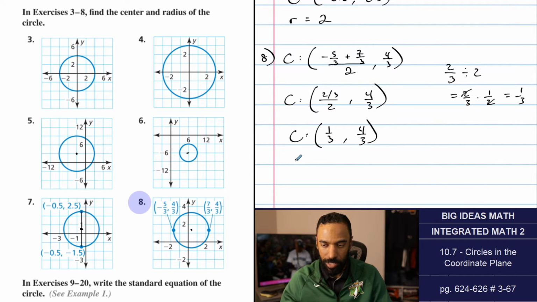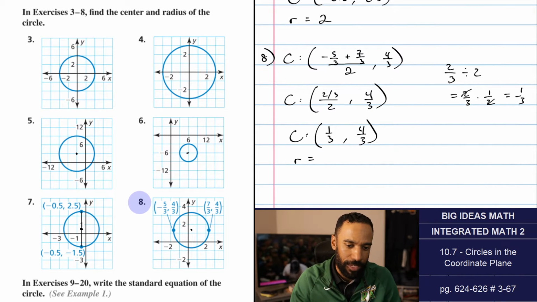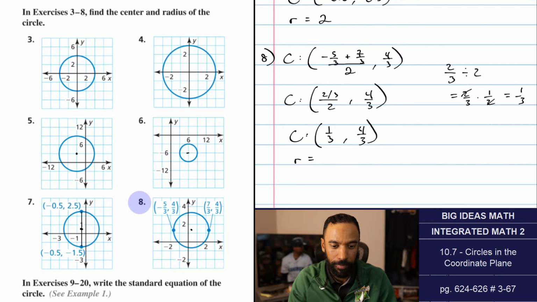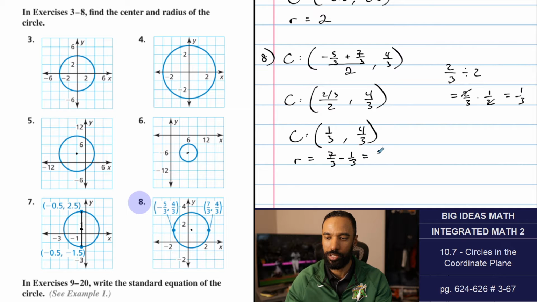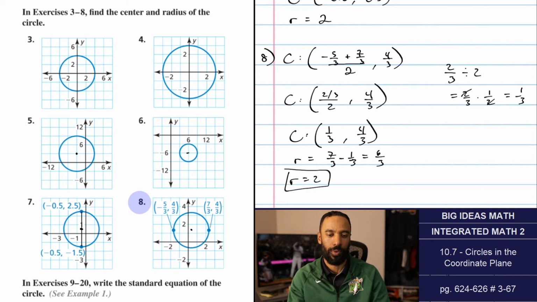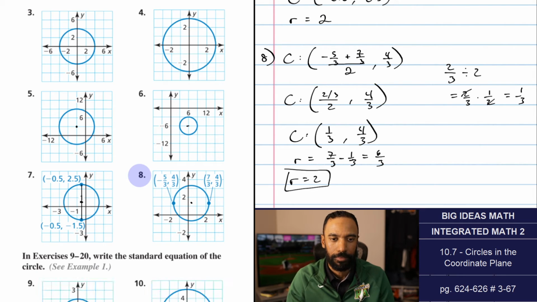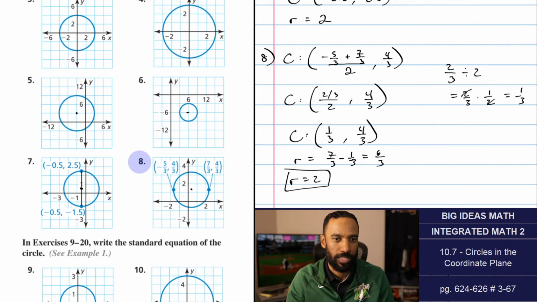Now the radius would be how far from these things? From 1/3 to 7/3. How far is that? Well, 6/3. 7/3 minus 1/3 is 6/3, which is 2. So r is 2. 2 is your radius on that one. I subtracted the distances there.